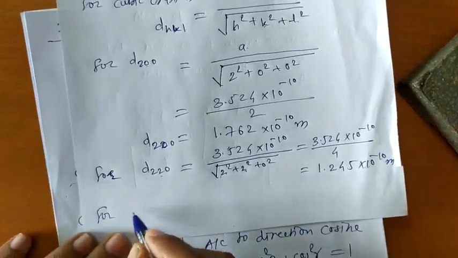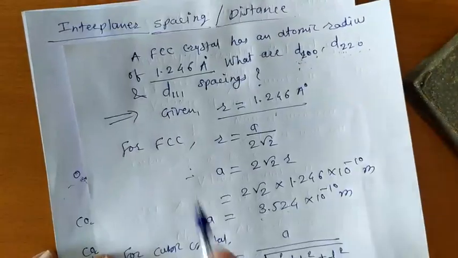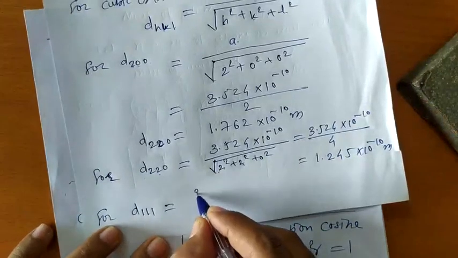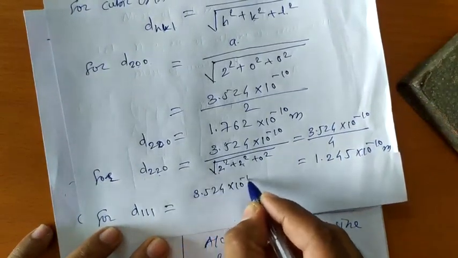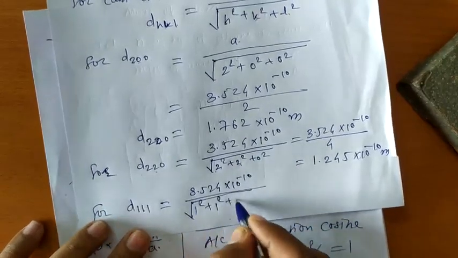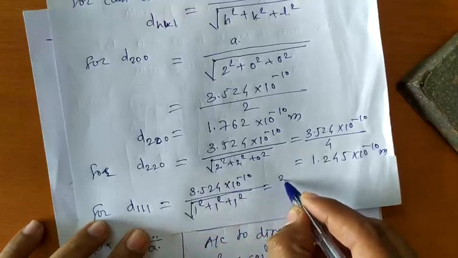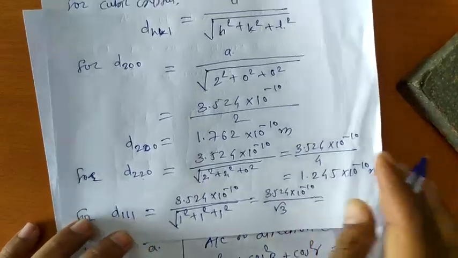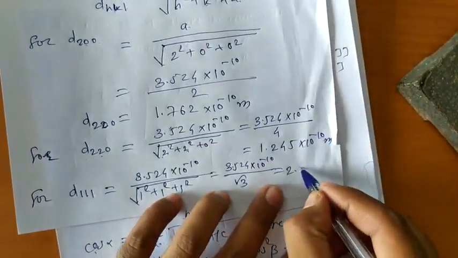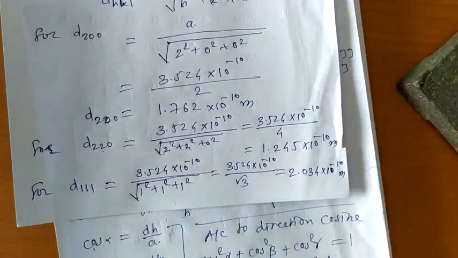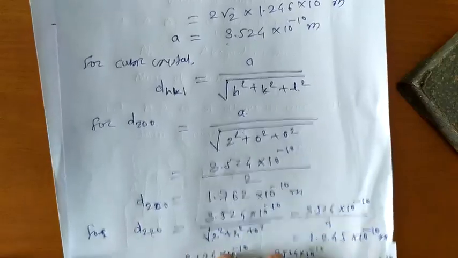Similarly for D111, third plane. Therefore D111 can be expressed as A upon under root of 1 square plus 1 square plus 1 square, that is under root of 3. That is equal to 3.524 into 10 raised to power minus 10 upon root 3. If you calculate this, we get 2.034 into 10 raised to power minus 10 meter. By this way, we can calculate the interplanar spacing.